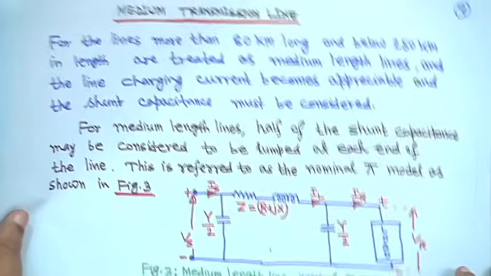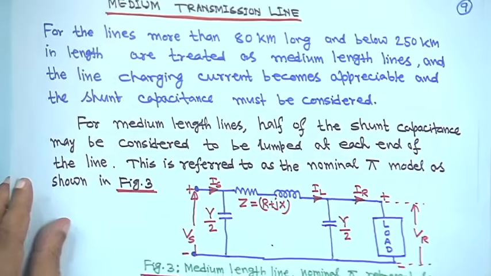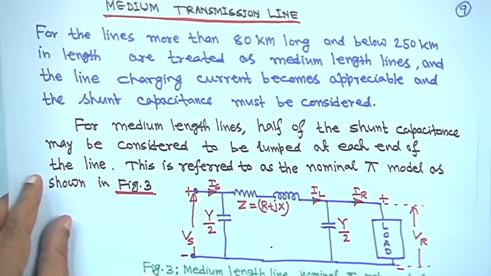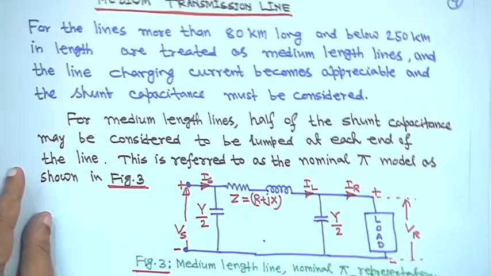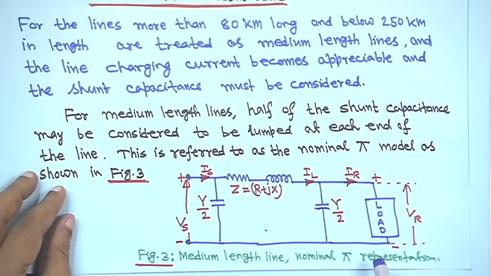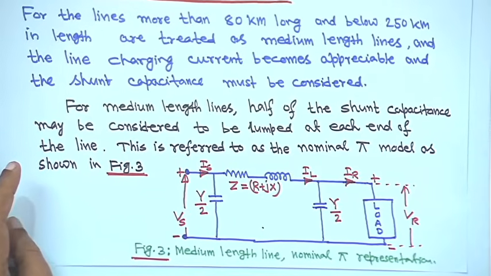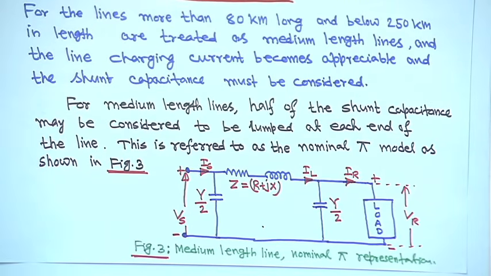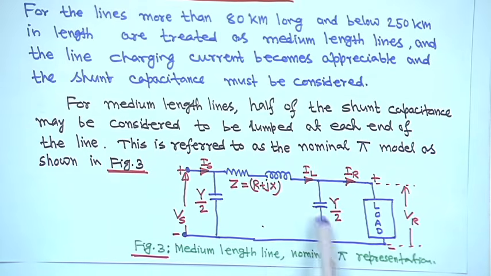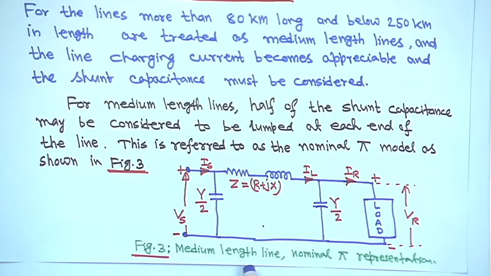Now, suppose this is a medium line represented by a nominal pi representation, right. That means the total charging admittance is lumped half and half on both sides: Y by 2 on this side and Y by 2 on this side. This is called a pi network, and this is the transmission line Z is equal to R plus jX, and this is the load, right.